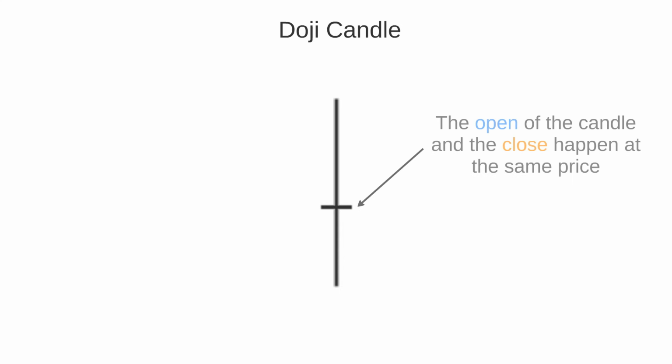As you may have spotted from the previous example, it is possible for a candle to form with a very small body or no body at all. We call these candles doji candles. These candles form when the opening price and the closing price are very close together or happen at the same price.